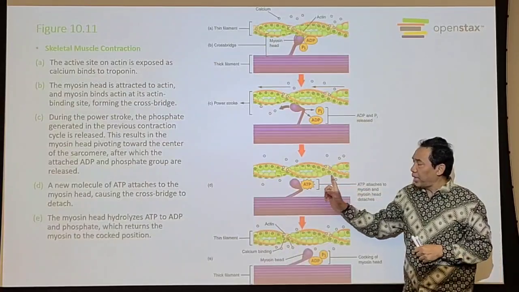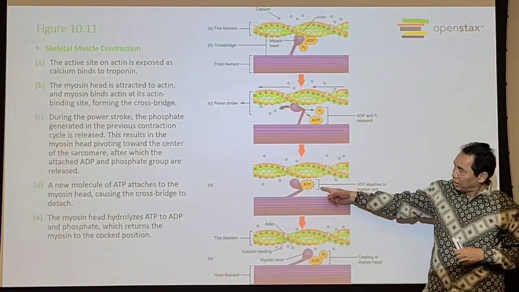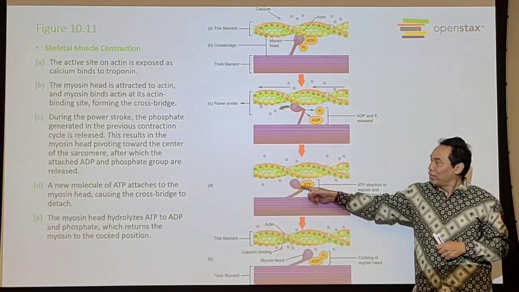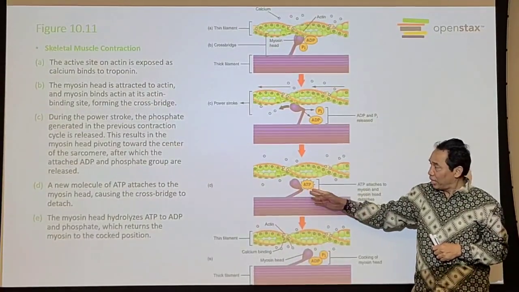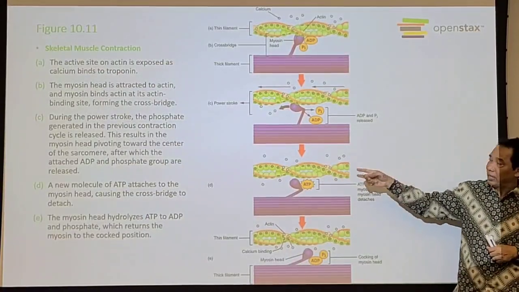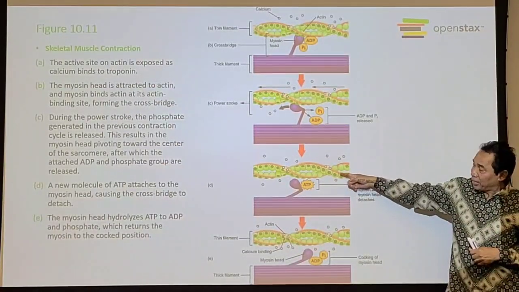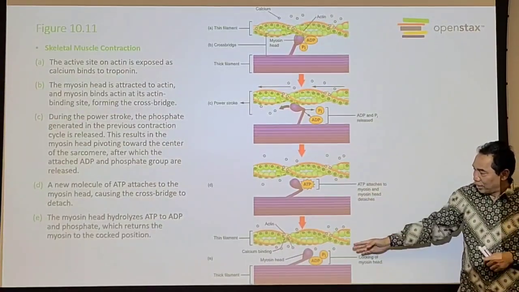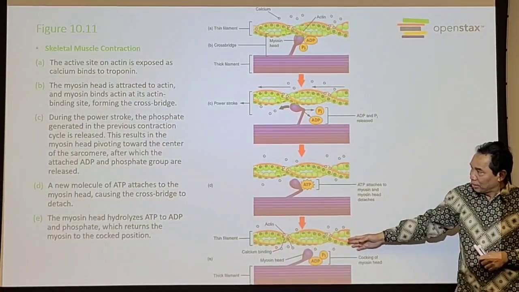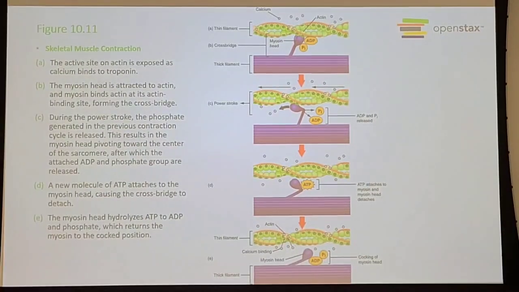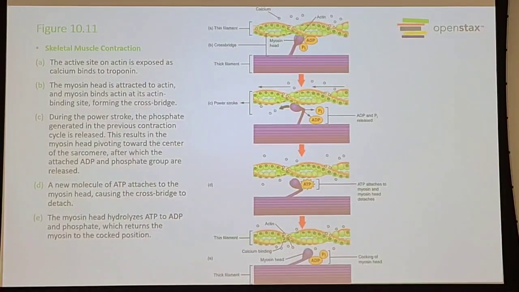And then in order to detach, we need another ATP to bind to the myosin head. Whenever another ATP binds to the myosin head, it will detach from the actin. It will cause the relaxation. So this is the relaxation over here. The ATP is hydrolyzed, causing the myosin to go back to the normal or regular position.